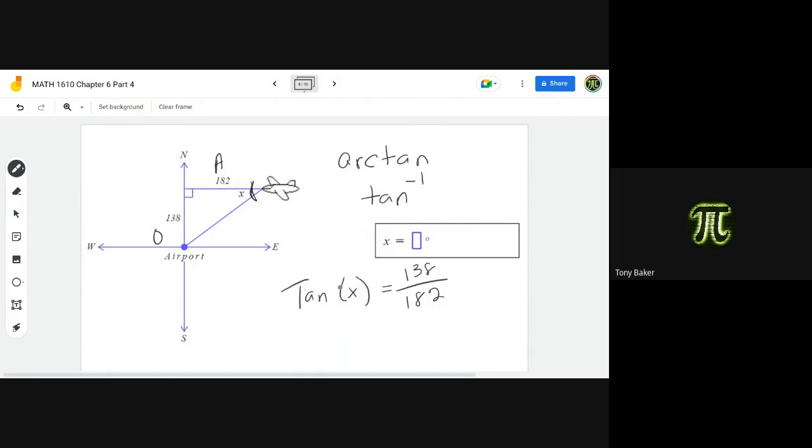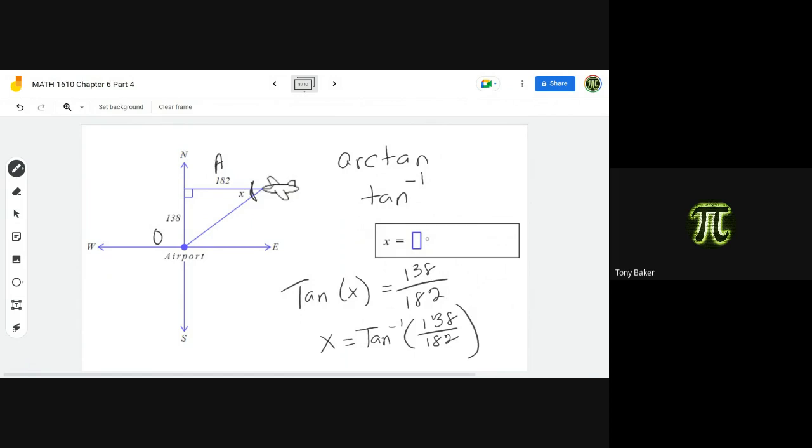So in this case, I'm looking for the x inside of my tangent function. So this is the one I'm going to have to use the tangent -1 button. So we go to Desmos. They have the tan -1 button there, so you do not have to type in the exponent of -1.